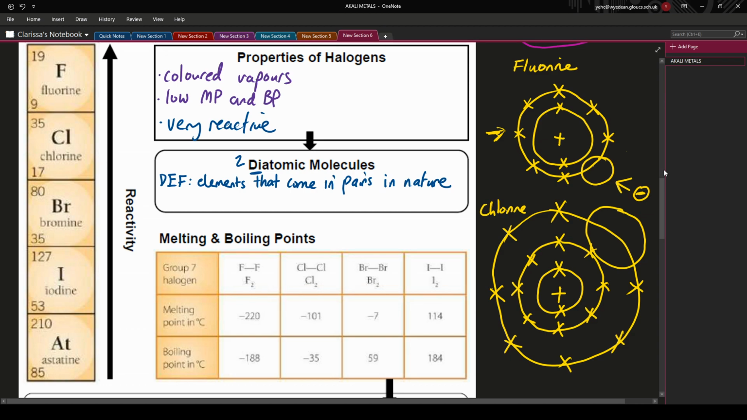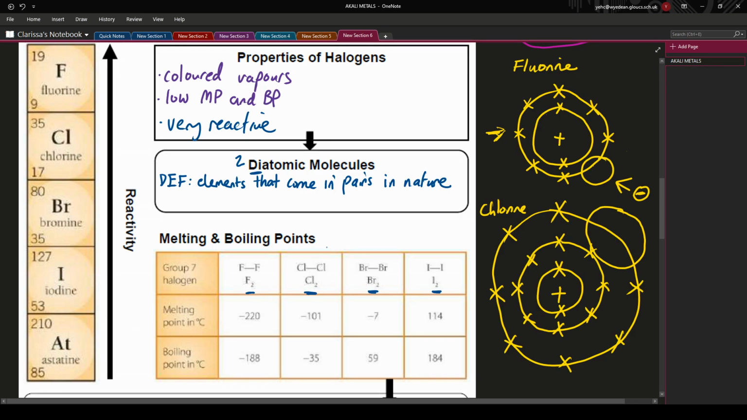Because they're so reactive, you're not going to find any of the halogens in nature on their own, which is why if you notice the table, I have F2, Cl2, Br2, I2. It's so reactive that it just does not exist on its own in nature. You won't just have one chlorine atom floating around. You're going to have two chlorine atoms bonded as a pair going around. So chlorine gas is just a bunch of chlorine molecules paired up. And we call that being diatomic molecules.